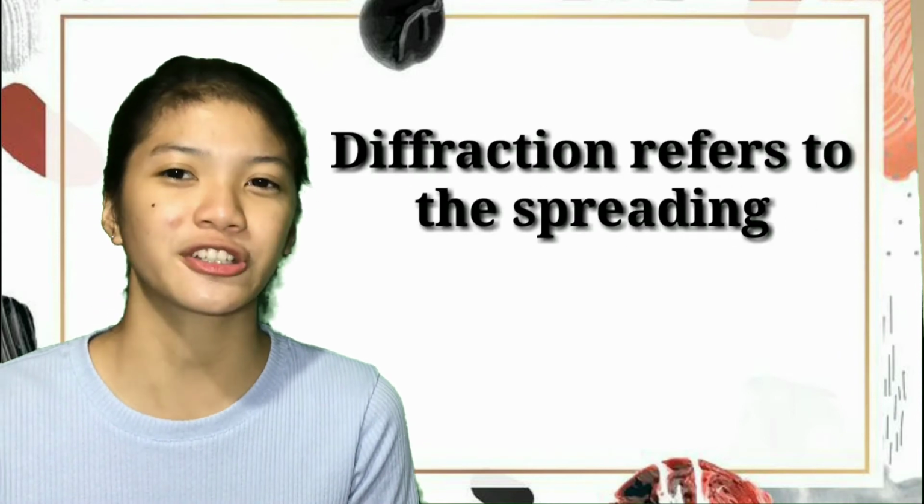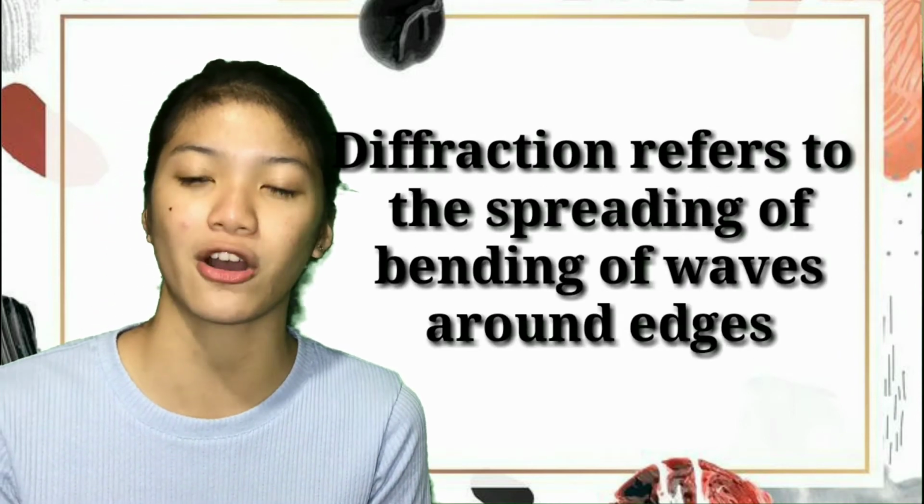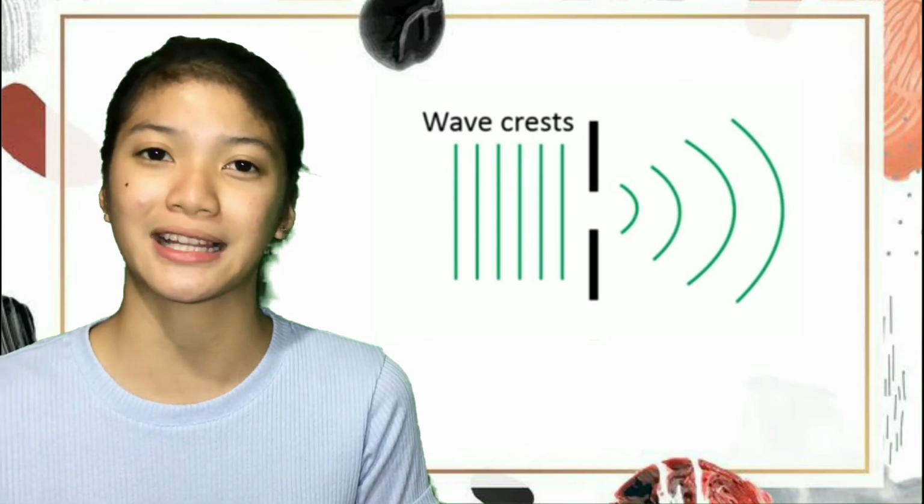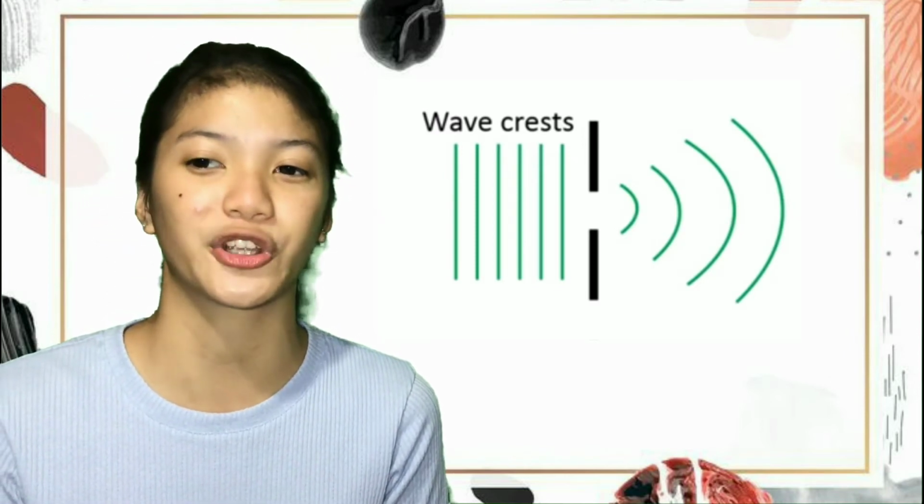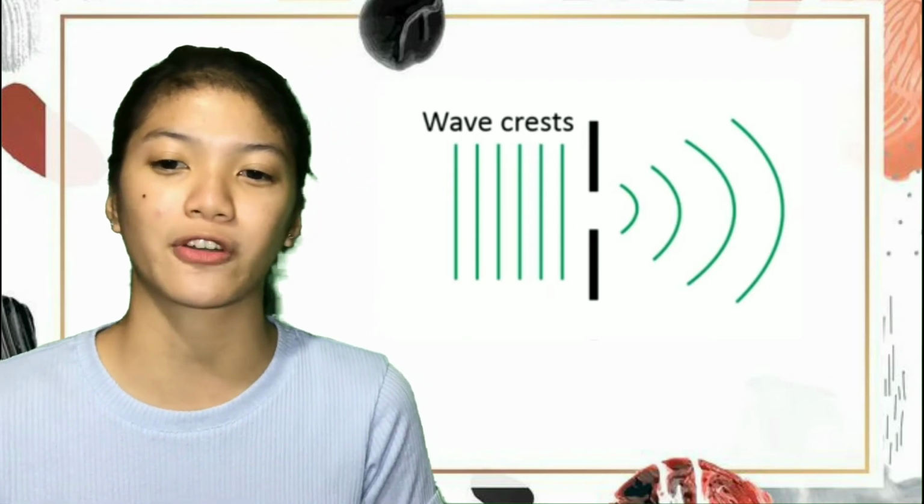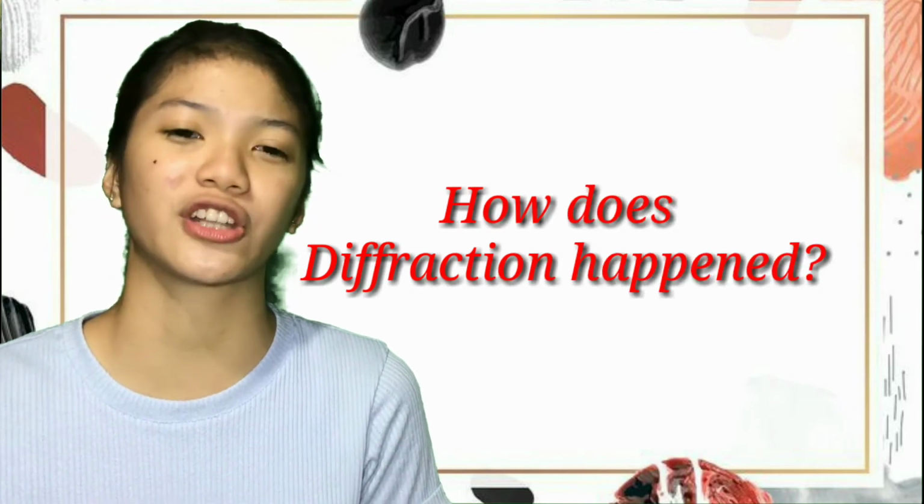Now let's talk a little bit about diffraction. So what is diffraction? Diffraction refers to the spreading or bending of waves around edges. The fringe pattern formed by a single slit consists of alternating bright and dark fringes, and the fringes fade away from the center. So the question is, how does diffraction happen?